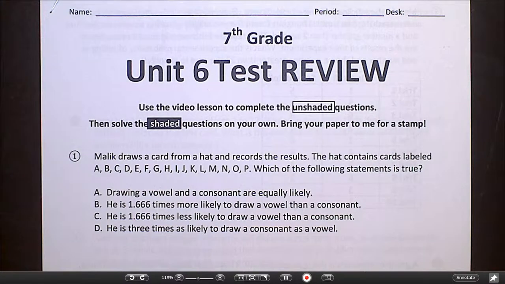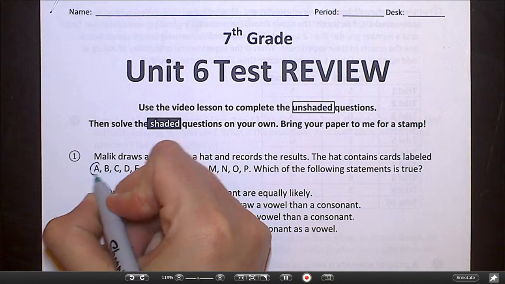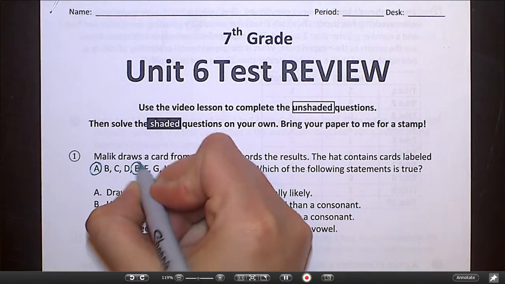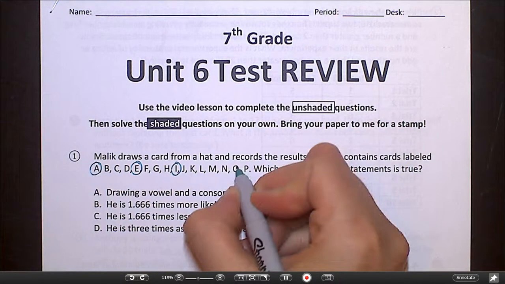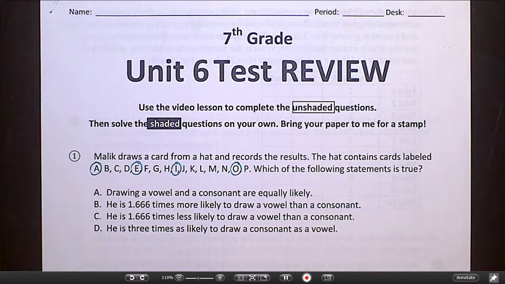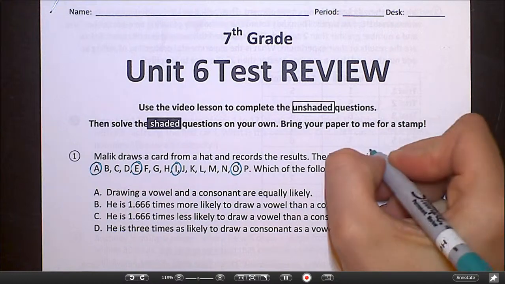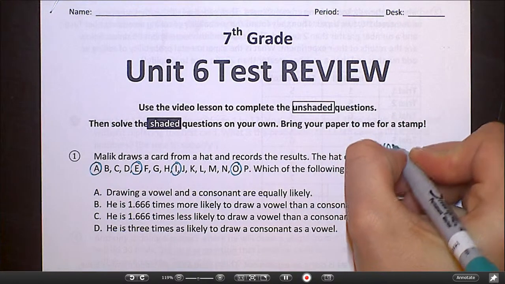Well, the first thing I'm going to notice is that every one of the answer choices deals with vowels and consonants. So that is what I'm going to be paying the most attention to. First, I'm going to go through and circle all of my vowels. Let's remember that our vowels are A, E, I, O, and if we had a U, we would circle U. So we have 4 vowels.